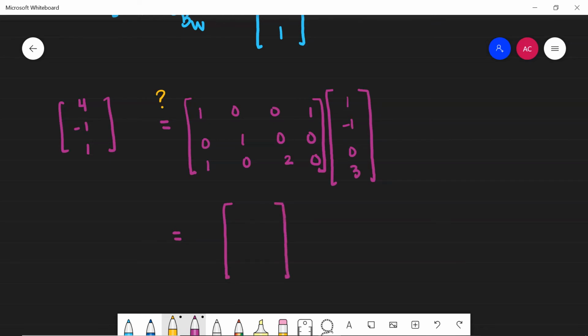Now, in the first entry, what I'm taking is the dot product, of course, of the top row of my matrix with 1, negative 1, 0, 3. So I'm taking 1 times 1 plus 0 times negative 1 plus 0 times 0 plus 1 times 3. You get 4. Right? And in the second entry, I get negative 1. And in the last, I get 1 plus 0, I get 1. Right? It works out. So we do, in fact, have this equality. Yeah, our diagram commutes.